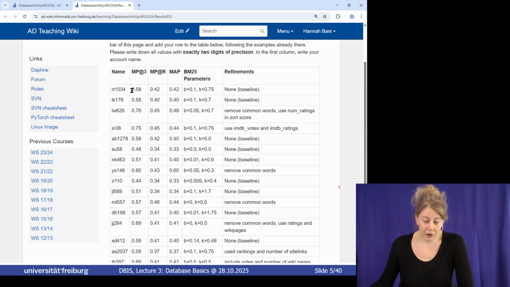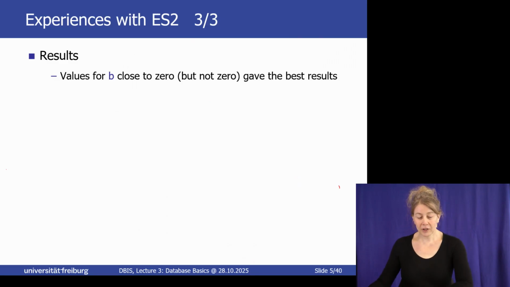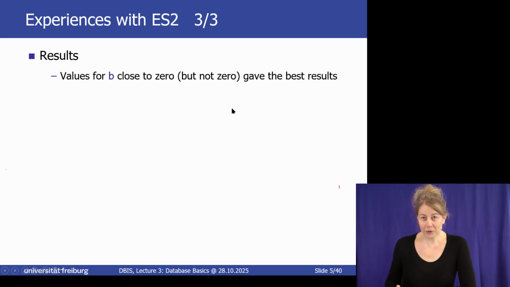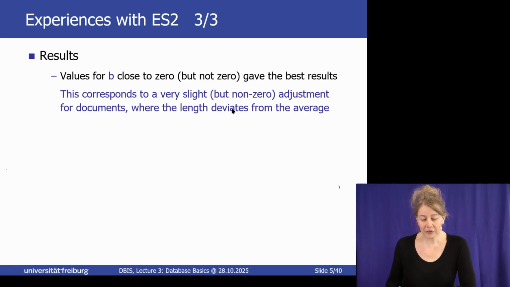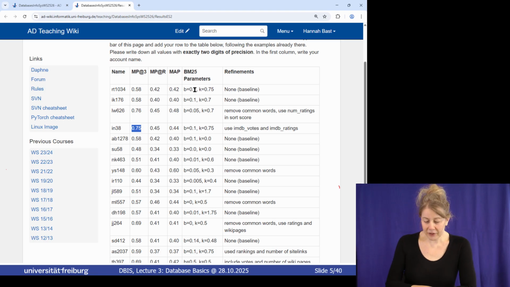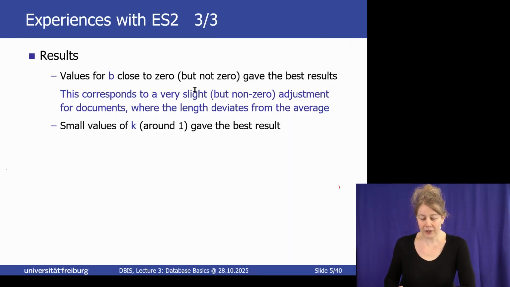And here you see, so Robin's baseline had a mean precision at 3 of 0.58. Somebody achieved 0.75 and so on. So interestingly, there were these two parameters, B and K. So B close to 0 means do not adjust for average document length, as you hopefully remember from the last lecture. So this corresponds to very slight adjustment, but not 0. So it's slightly above 0, right? You see it here on the slide. The good ones, 0.1, 0.0, not 0, and you played around with it. You tried to get best possible results.